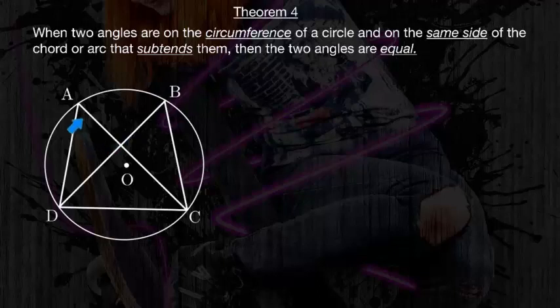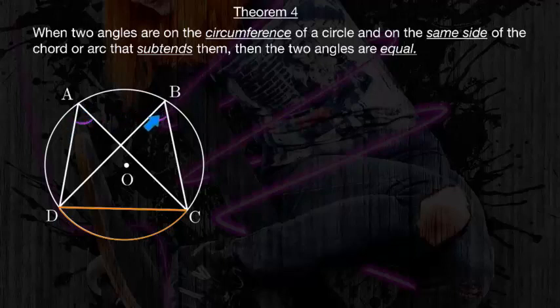Now here we have angle A on the circumference, here we have angle B on the circumference. Both of these angles are subtended by this chord or arc, which is called DC, and both of these angles are on the same side of that chord. In other words, this angle and this angle are both above the chord or the arc that subtends them. Can you see? So that basically means that angle A is equal to angle B.